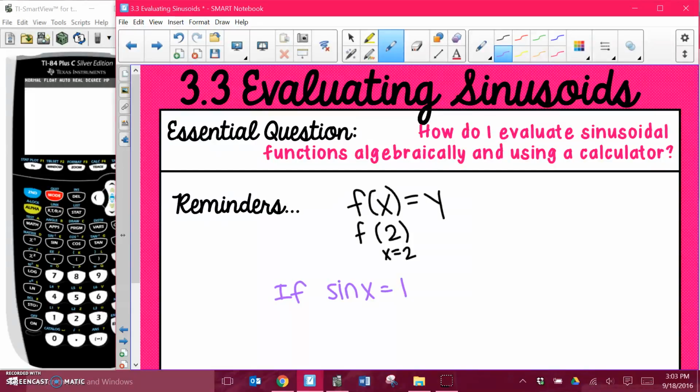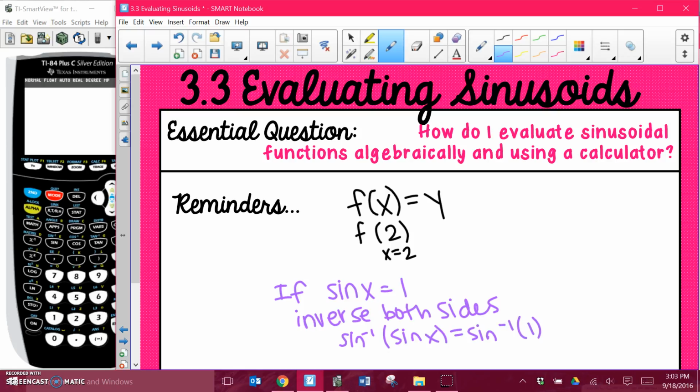The other thing to remember is that if, for instance, sine of x equals a number like 1, we have to inverse both sides of the equation in order to get the x by itself. So we can't just divide by sine. That doesn't make sense. You have to divide by sine of something. So if we inverse both sides, then we would get sine inverse of sine x equals sine inverse of 1. So these things would cancel out just like a square and a square root, and this would be your answer for x. Okay, so there's just some general reminders.